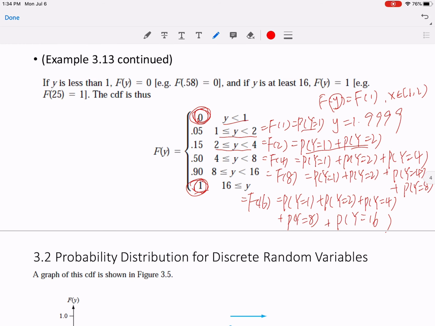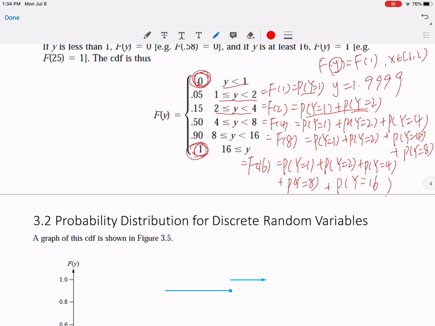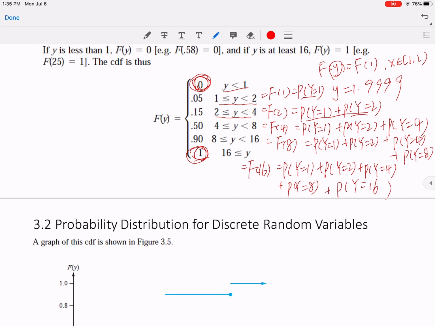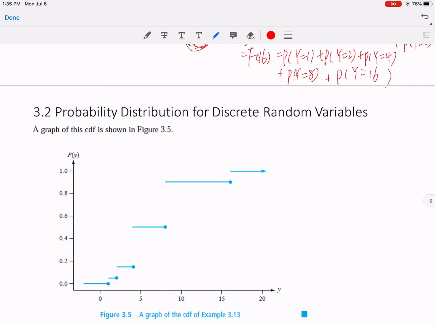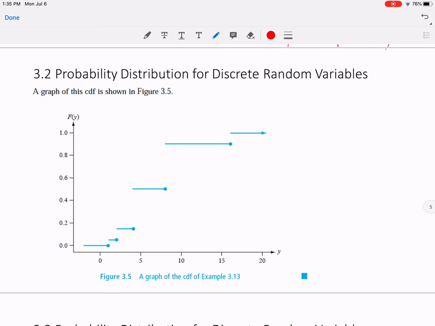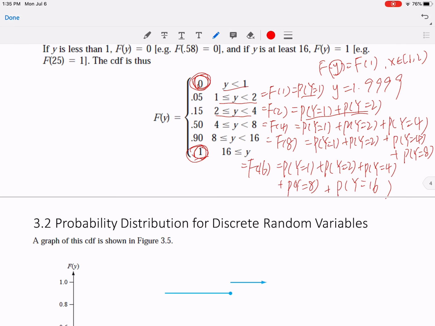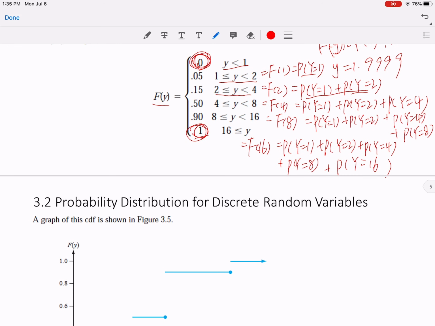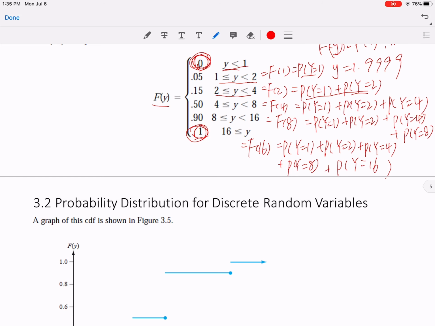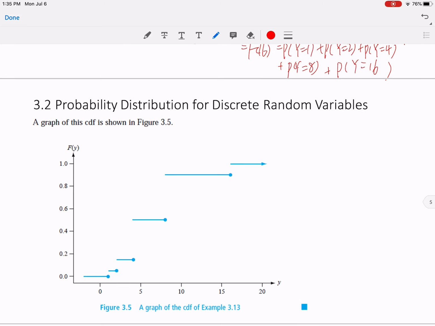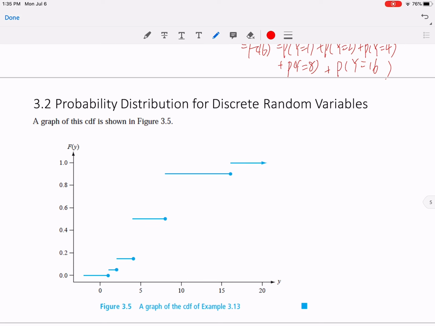Okay. Now, once we know how to build up the CDF of this random variable, let's take a look at what the graph of this CDF looks like. Now we can tell the function value is always equal to 0 if y is less than 1. So to the left of 1, this is equal to 0.